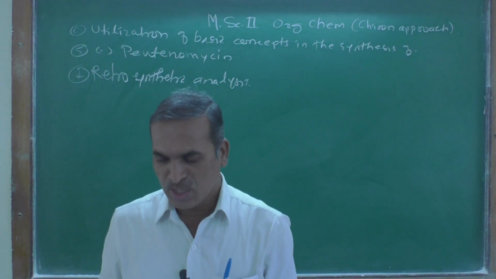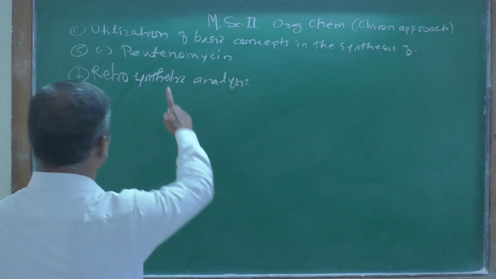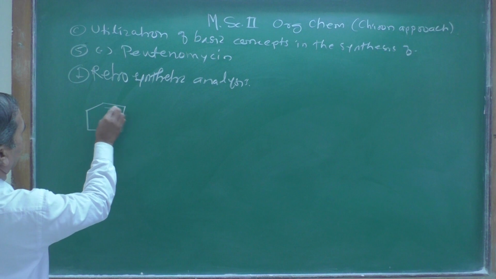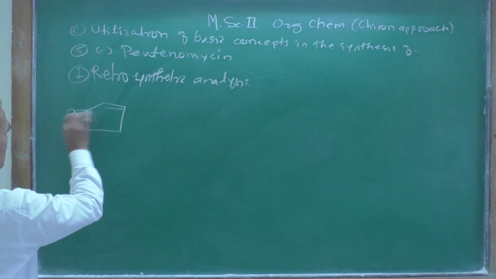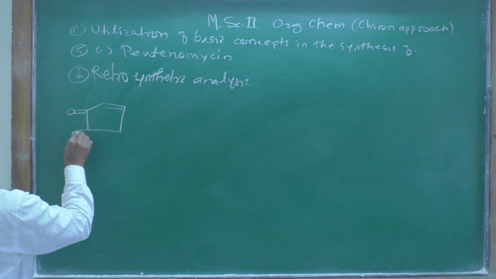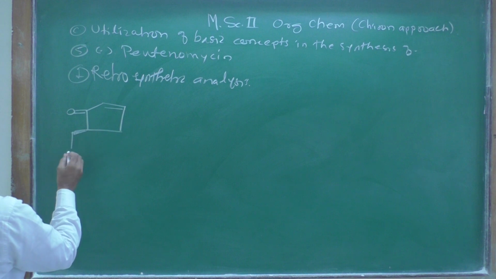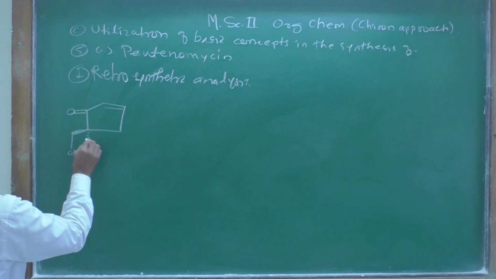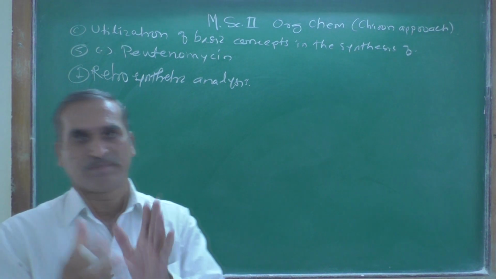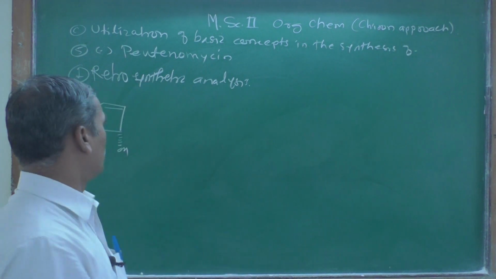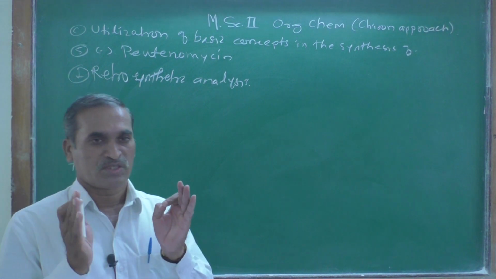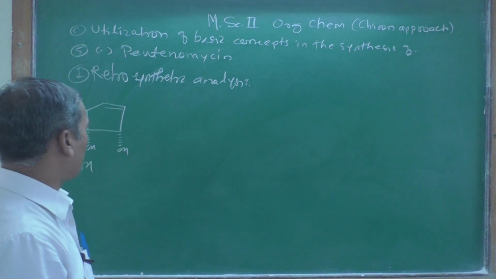Now as we know, the target molecule is pentanomycin. The structure of pentanomycin is this one. As we know that this is an alpha beta unsaturated type of compound, and here this is a CH2OH primary alcohol, and then there will be a 2-hydroxy group, they are below the plane. So this is our target molecule. Target molecule means what? Whose synthesis is being planned is known as a target molecule.